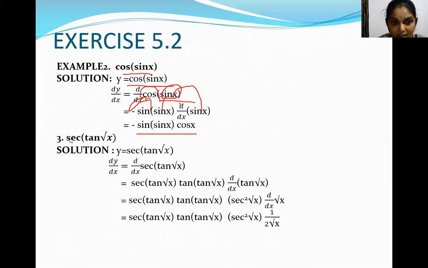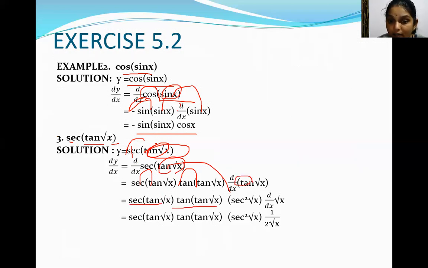Next you have sec operating on tan root x. Sec of tan root x. What is the derivative of sec x? Sec x into tan x. Like that we have sec of tan root x into tan of tan root x into d by dx of tan root x. That is sec of tan root x, tan of tan root x.